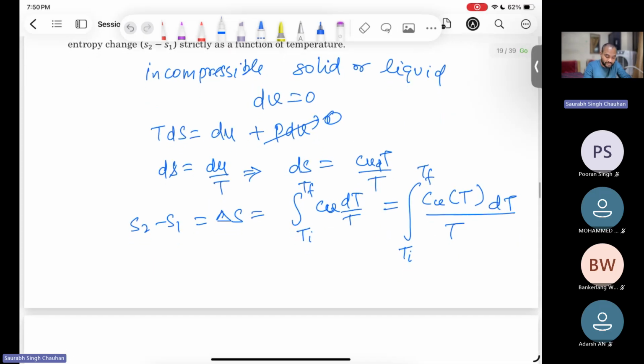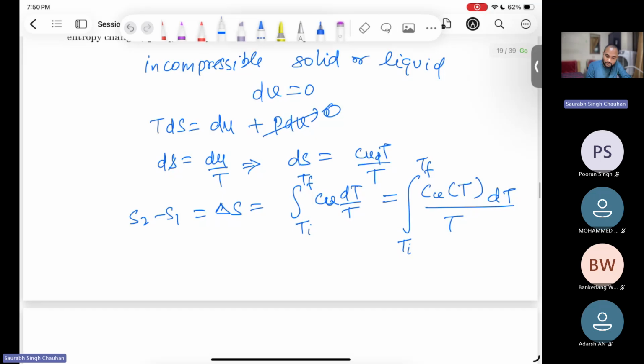Usually you can approximate this relation between CV and temperature using some polynomial. You can use CV is equal to some constant C0 plus C1T plus C2T square plus C3T cube, like that. Okay, and these values are usually listed in some tables.